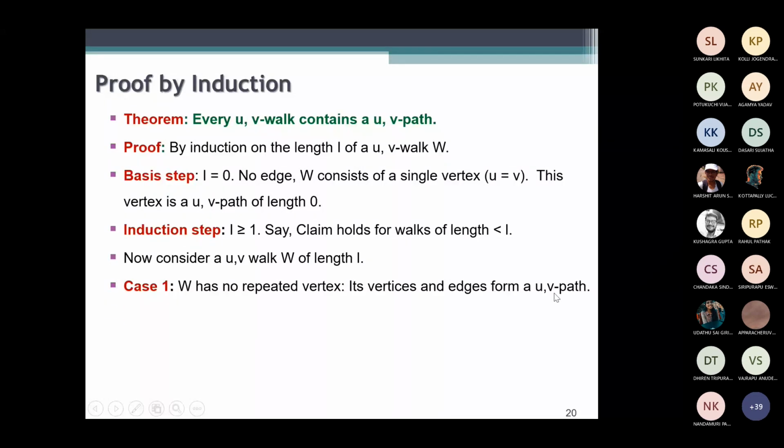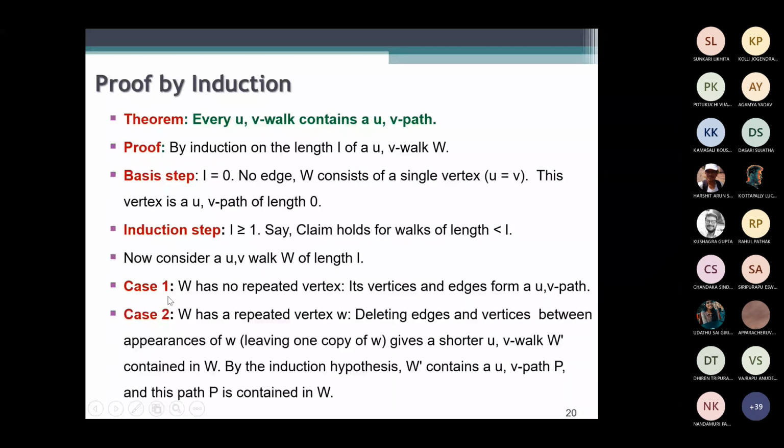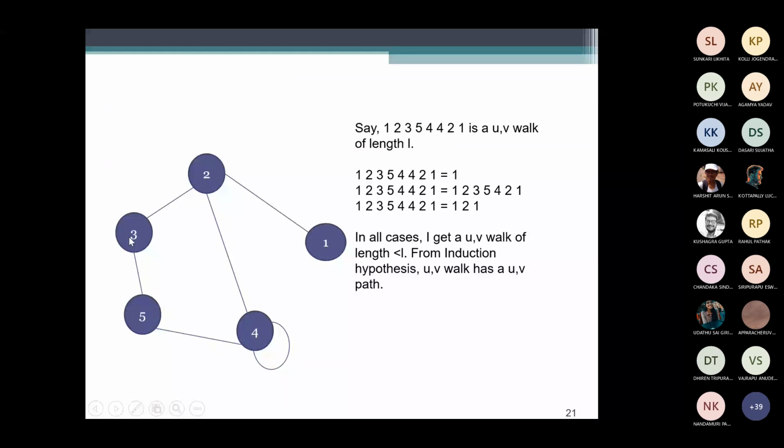If W has a repeated vertex, then what we can do is delete edges and vertices between appearances of that vertex, leaving one. Okay, so take this example. In this graph, 1 2 3 5 4 4 2 1 is a UV walk of length L.